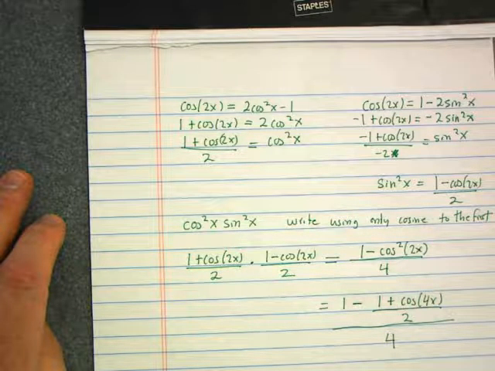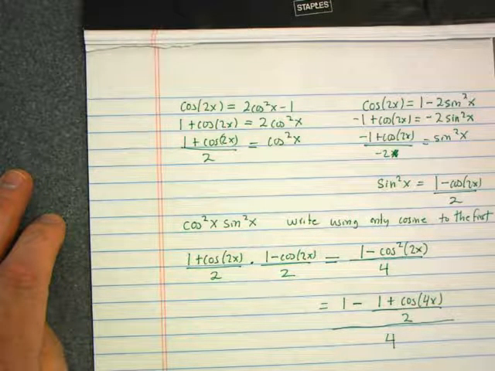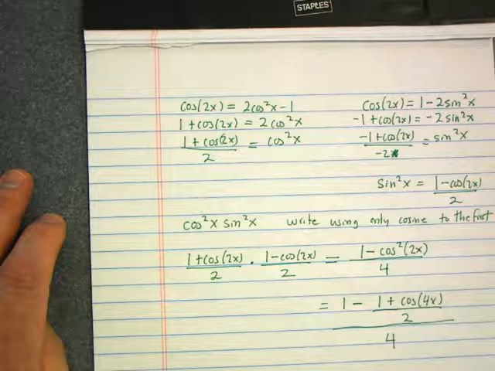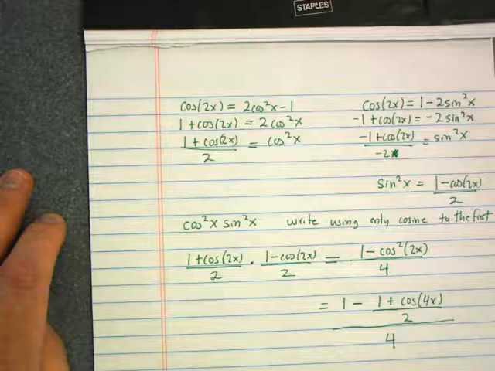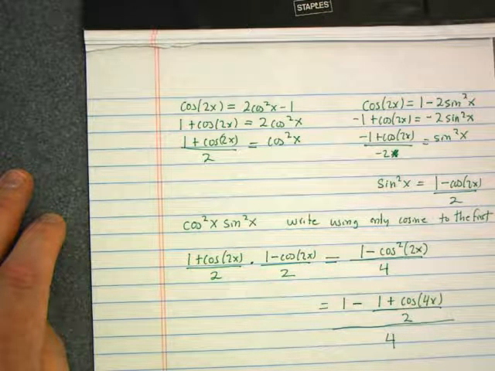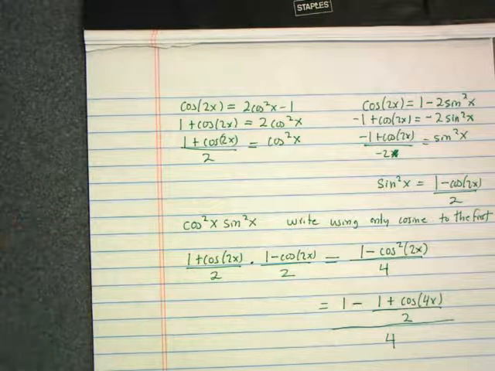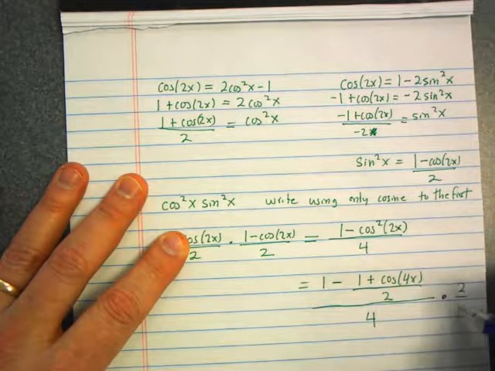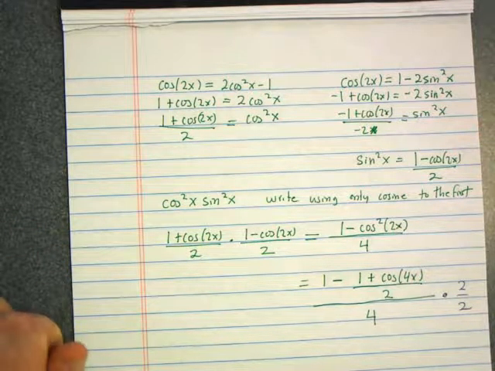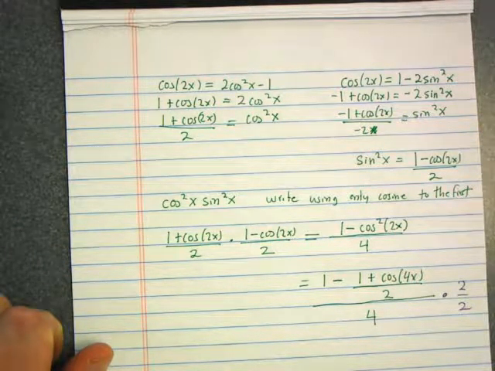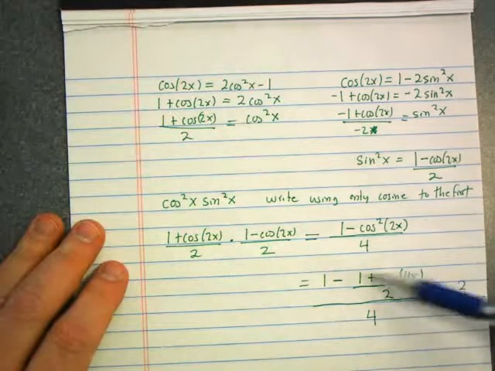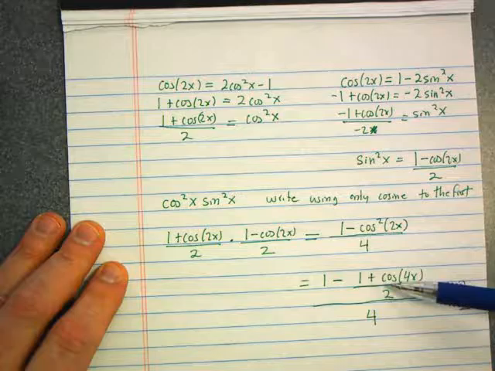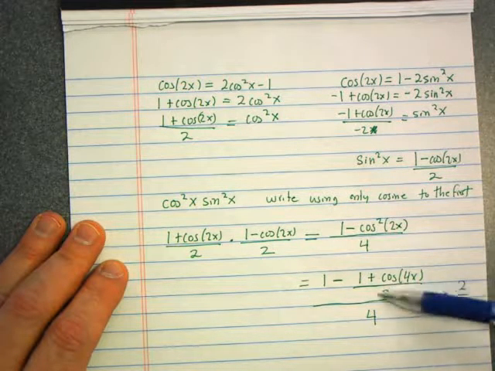And we're done. Except it's kind of ugly looking, isn't it? So what could we do to clean it up? Well, I'm going to take this and multiply top and bottom by 2. Why did I pick 2? It'll get rid of the extra fraction. In math terms, that's called a compound fraction or a complex fraction. It'll get rid of that 2 right there.